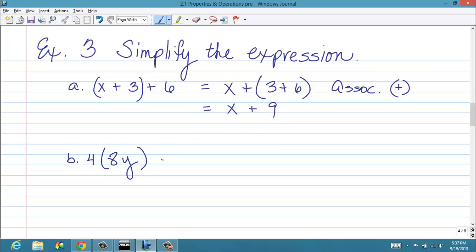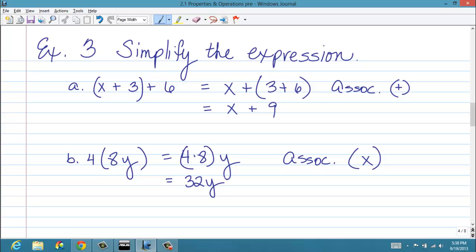Alright, and then on to the next example. 4 times the quantity of 8y. What if I change this to say 4 times 8, let's do those two first, and then multiply by y. What have I done? I have used the associative property of multiplication. So let's go ahead and do that. 4 times 8 is 32, and we're still multiplying by y, and I would just have to leave it in this form. Multiply 4 and 8.